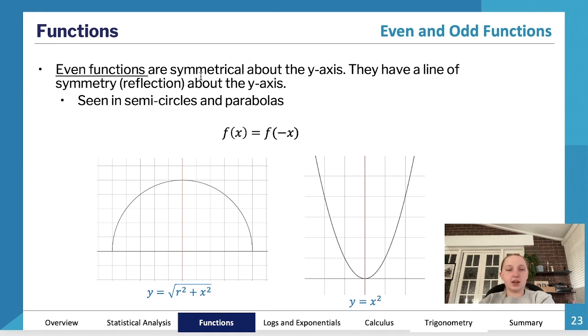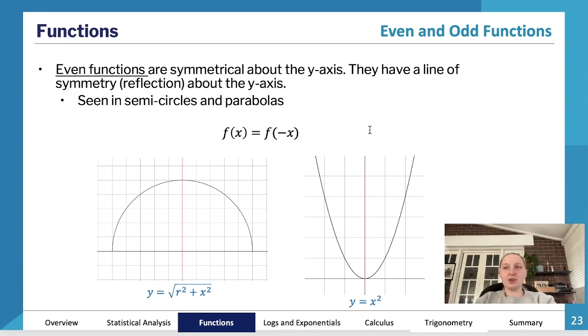But our even functions are functions that are symmetrical about the y-axis. Okay, so essentially that's saying the left and the right are the exact same, thinking of left of the y-axis and on the right of the y-axis. So their line of symmetry or reflection, depending on how you want to think about it, is about the y-axis. Okay, so for example, you can see this in a semicircle. It's the exact same on the left and the right. And then you can see it in the parabolas as well. The exact same on the left and the right.